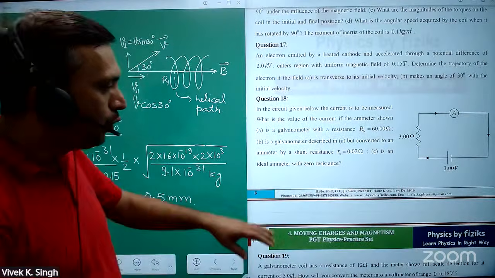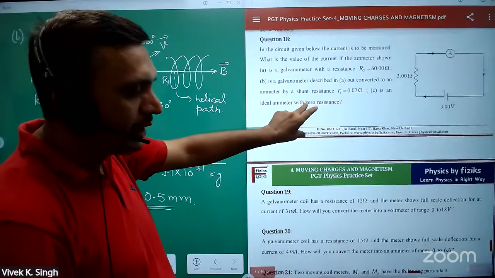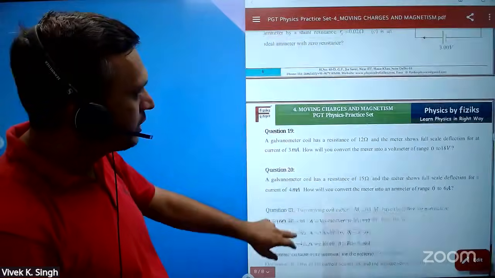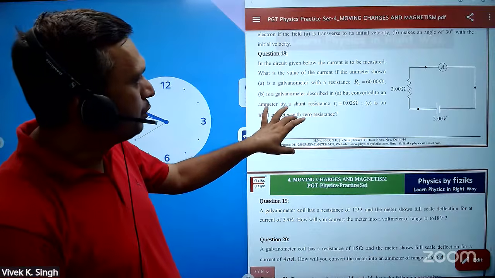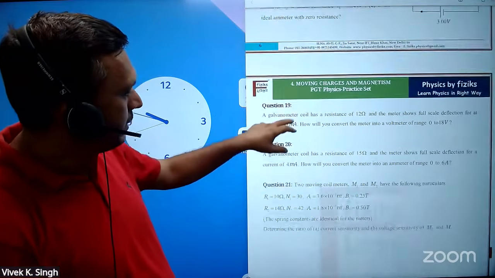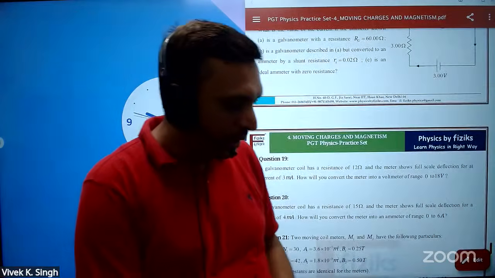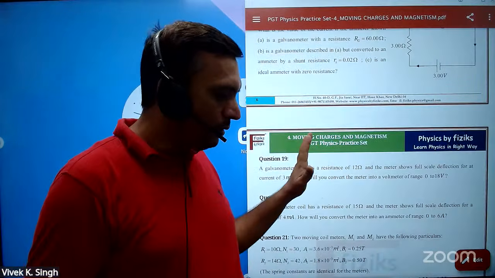Now there are a few more questions that are based on ammeter and voltmeter. So you have to solve these questions. I will discuss them in the next lecture. Okay. So try to solve questions number 18, 19, 20 and 21. That is based on ammeter and voltmeter. So we will solve these questions in the next lecture.